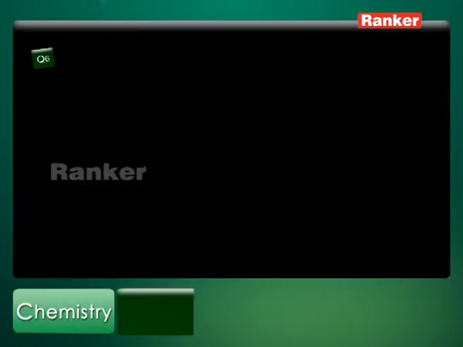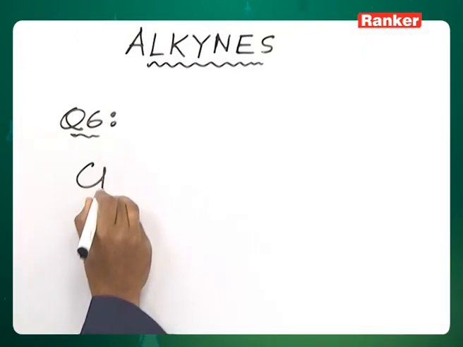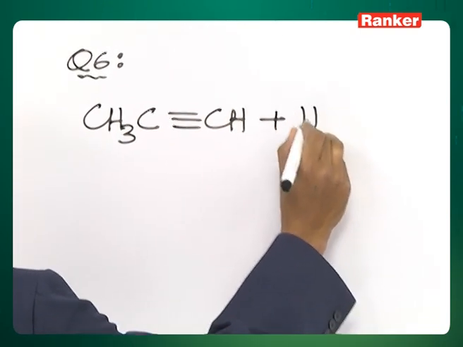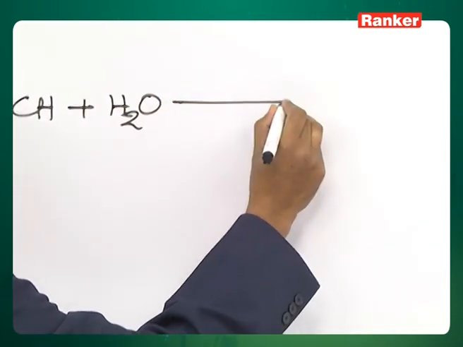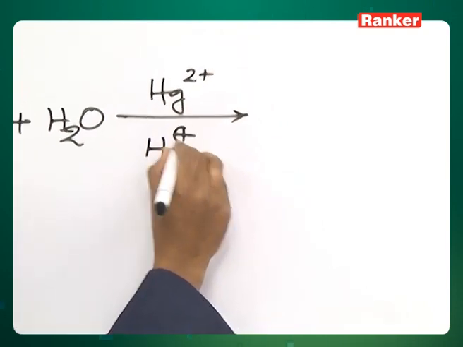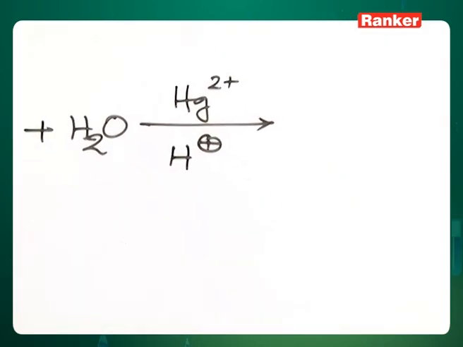Question number 6. Propyne is treated with water in presence of mercuric ions and acidic conditions and the product formed is X. We need to identify X. First option is acetaldehyde, second option is propionaldehyde, third option is propanol and fourth option is propanone. Let's write the equation. This is propyne. We are adding water in presence of mercuric ion and acidic conditions. So propyne, we are adding water in presence of mercuric ion and H plus.